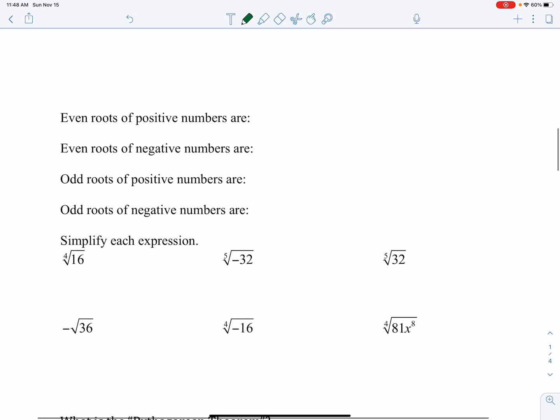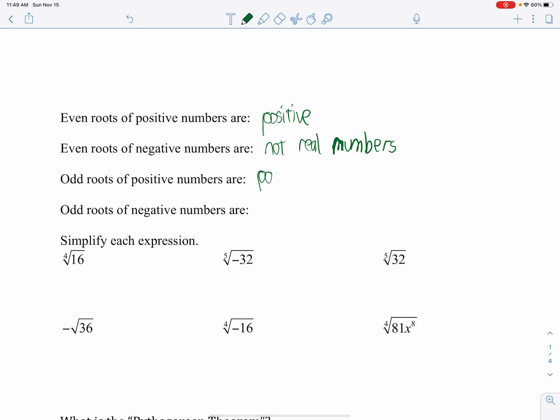So to sort of summarize what we've been talking about here, even roots of positive numbers are positive. Even roots of negative numbers, and by even roots I'm talking about square roots, fourth roots, sixth roots, and so on, even roots of negative numbers are not real numbers. As we talked about, you can't take the square root of a negative number when you're dealing with the kinds of things we're working on. Then odd roots are different though. Odd roots of positive numbers are positive. Odd roots of negative numbers are negative.